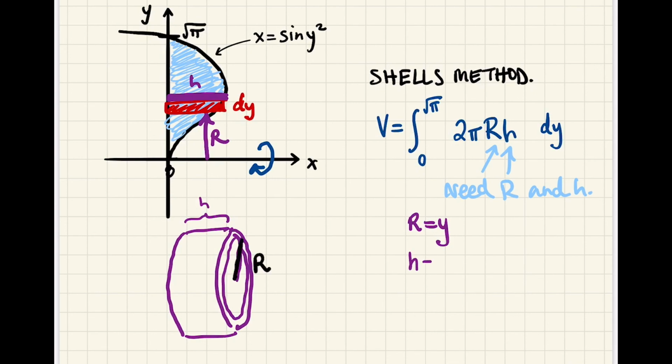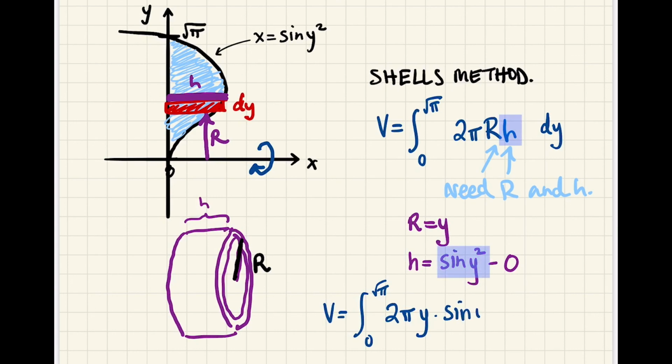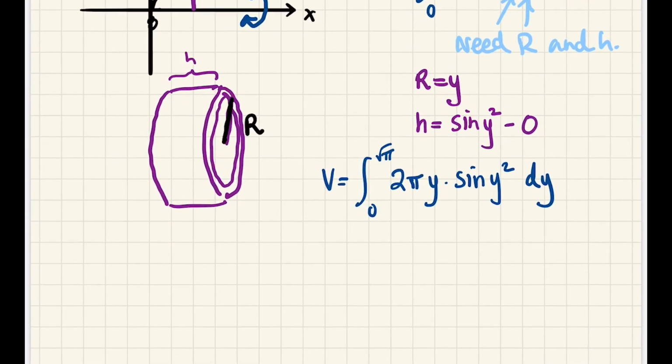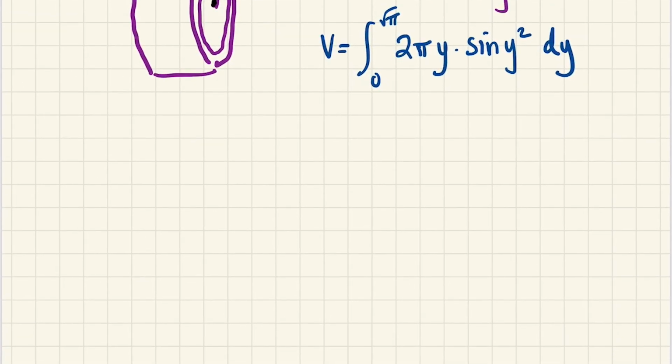So our height is going to be the rightmost function, which is sine of y squared, minus the leftmost function, which is 0. Okay, so our volume is the integral from 0 to rad pi of 2 pi times y times sine of y squared dy. So that's our setup, but of course this problem asked us to find the volume, so let's go all the way down to get an answer. And this one's going to require u substitution. So here we'll let u equal y squared.